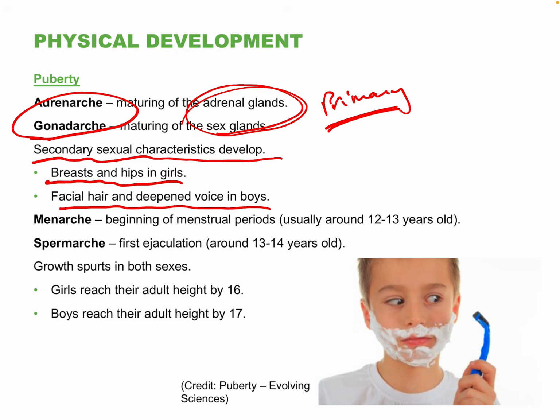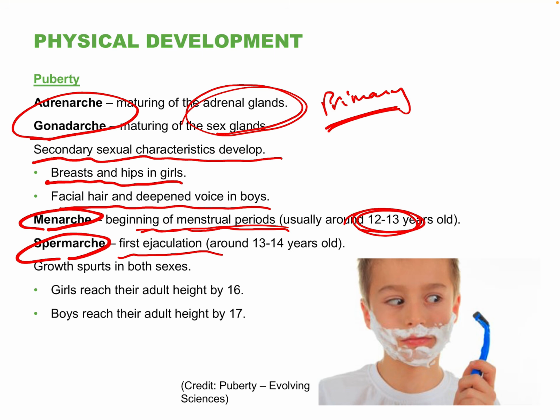When it comes to this section of lifespan psychology, there are terminologies like menarche and spermarche. I always thought these would make great pet names. Not really. Okay, don't do that. But this is the beginning of the menstrual periods for girls and the first ejaculation for boys, spermarche. Menarche is when a female person has their first menstrual period, usually around 12 to 13. Again, it depends on the cultural environment, depends on diet, depends on other types of factors.